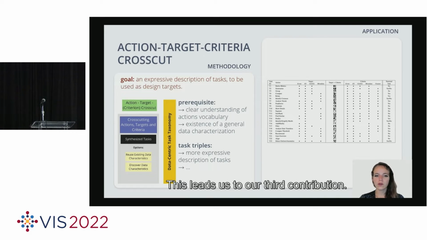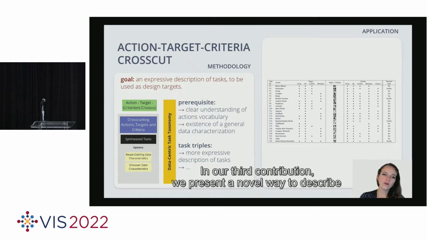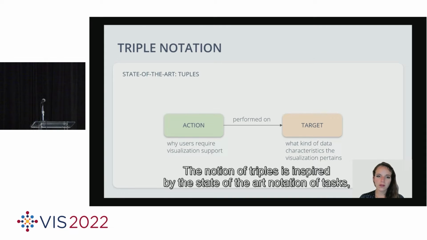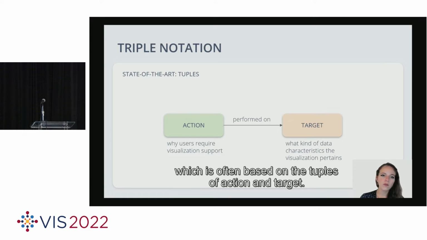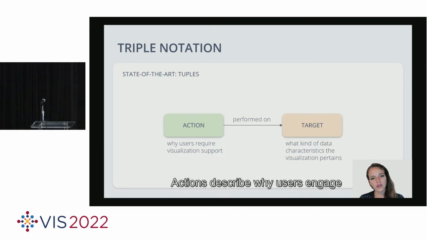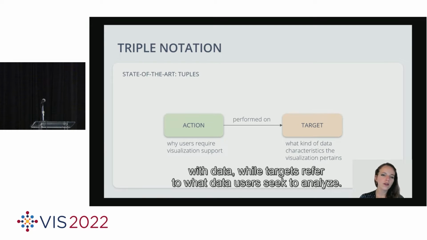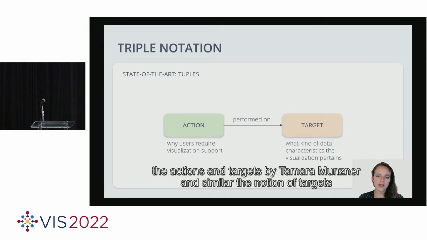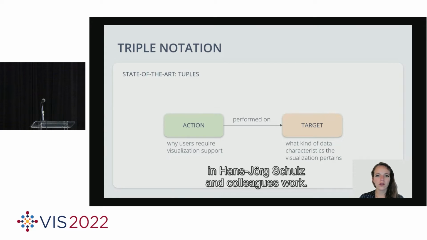This leads us to our third contribution. In our third contribution, we present a novel way to describe analysis tasks making use of a triple notation. The notion of triples is inspired by the state-of-the-art notation of tasks, which is often based on the tuples of action and target. Actions describe why users engage with data, while targets refer to what data users seek to analyze. We have identified the tuple notation in visualization research for one, the actions and targets by Tamara Munzner, and similarly the notion of targets in Hans-Jörg Schulz and colleagues' works.